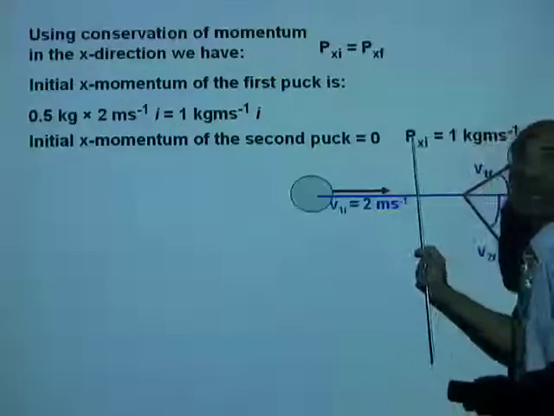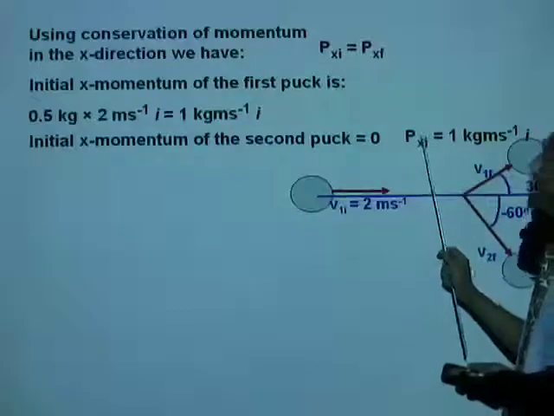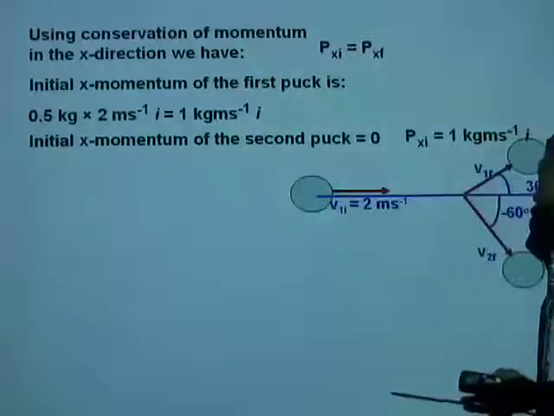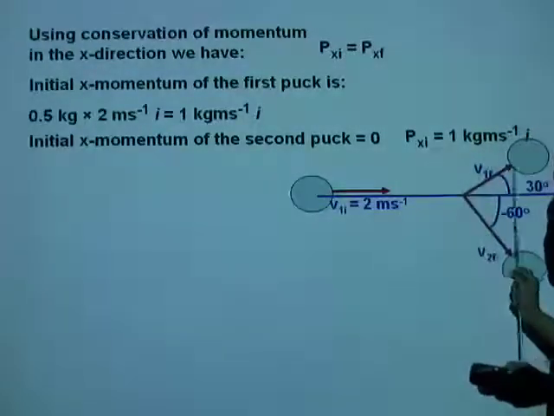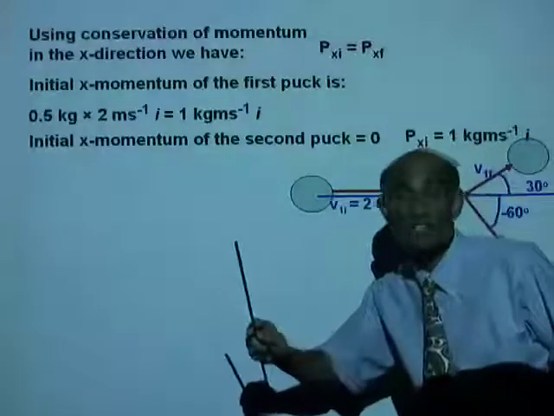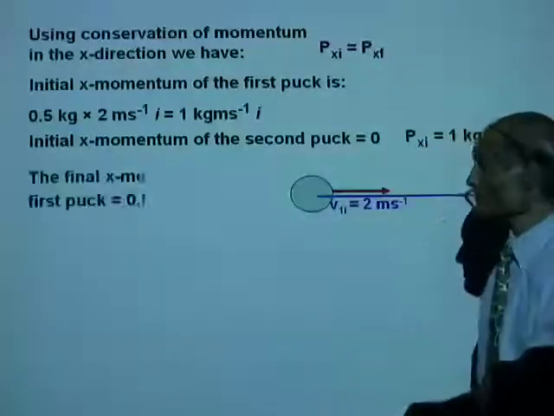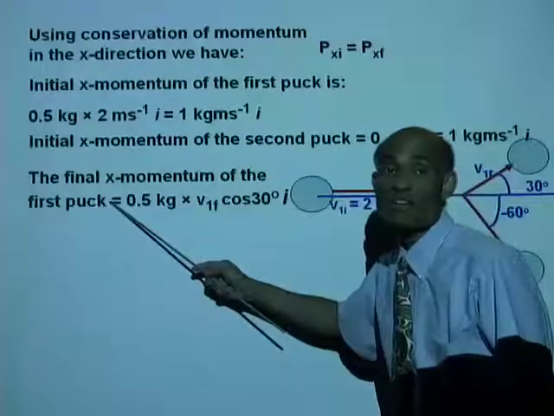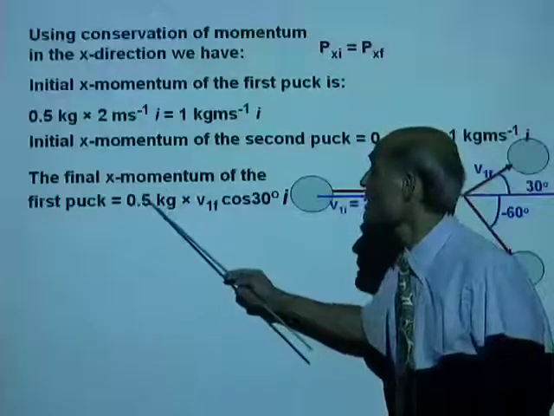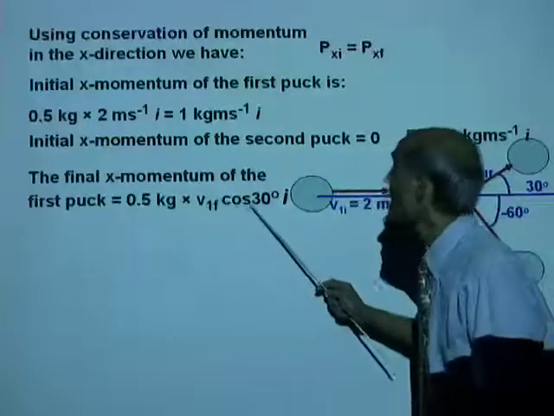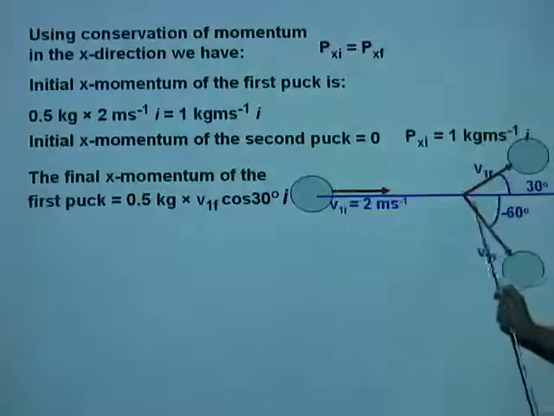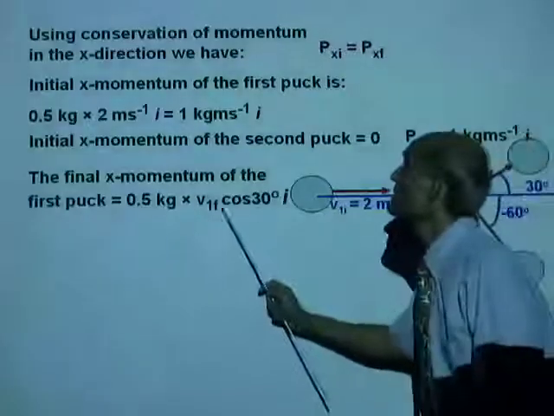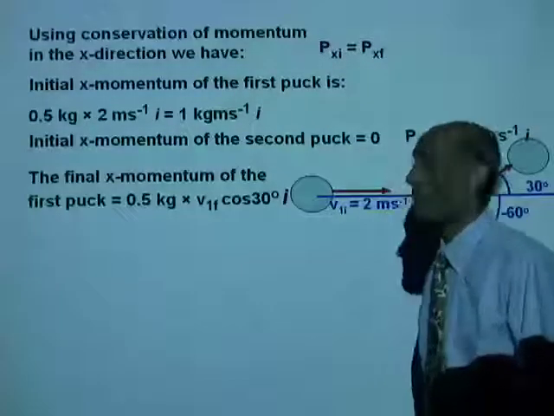Therefore, the initial momentum in the x direction is this plus 0, that is 1 kilogram meter per second. This is the initial momentum in the x direction before they collide. The final momentum of the first puck in the x direction is 0.5 kilogram times V1F cos 30 degrees, because the velocity of the first puck in the x direction is V1F cos 30 degrees.